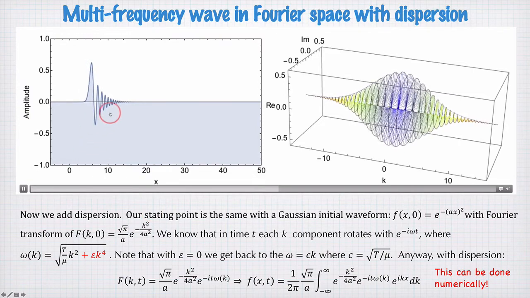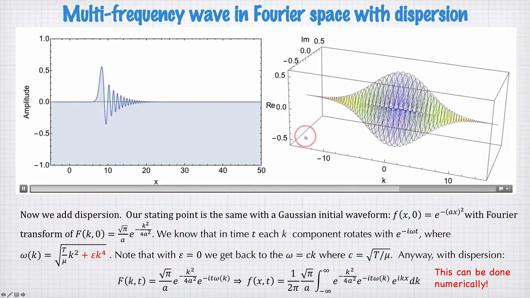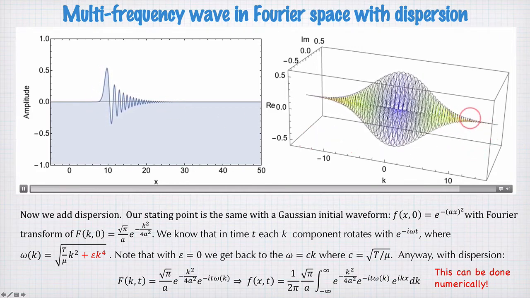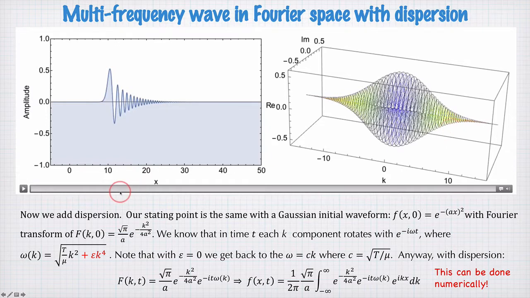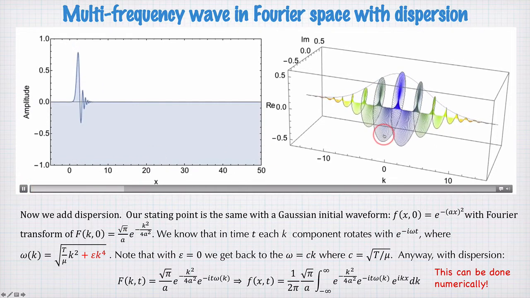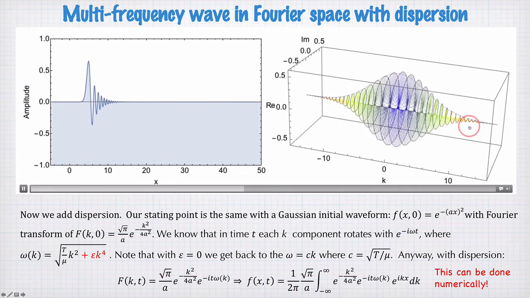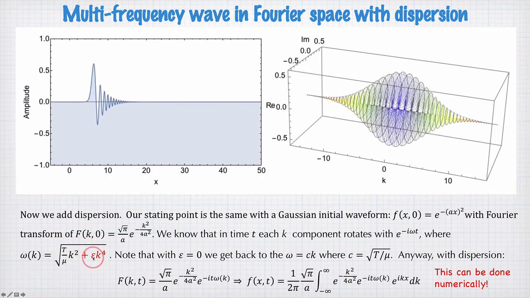We can see the high frequency components stretching out ahead of the initial wave front. And again, we see spiraling behavior in the Fourier domain. It looks qualitatively similar to what we had before, but the speeds of rotation here are no longer linear with k. They are given by this relationship here.